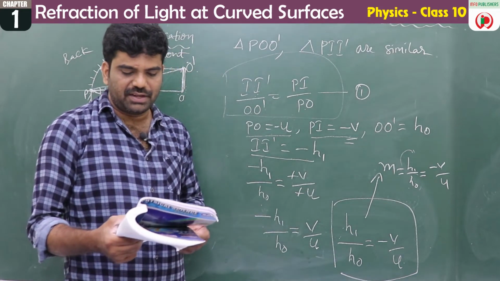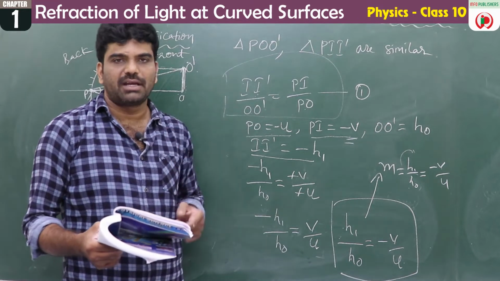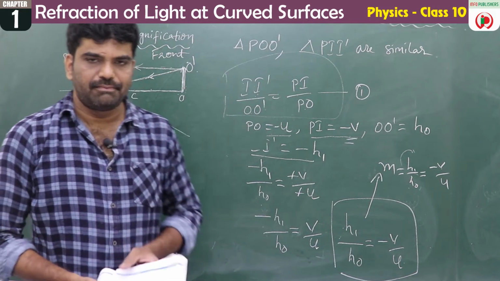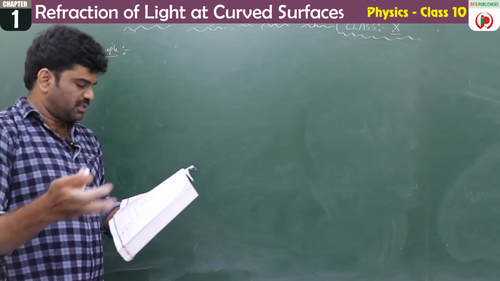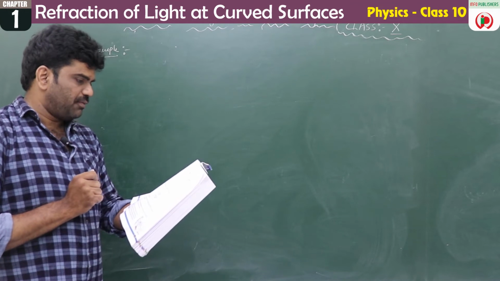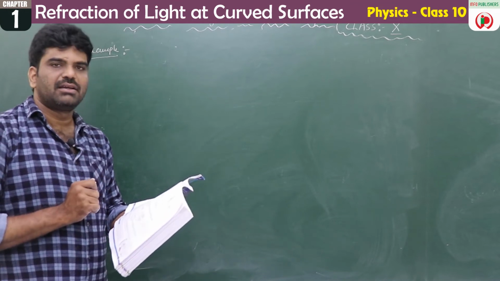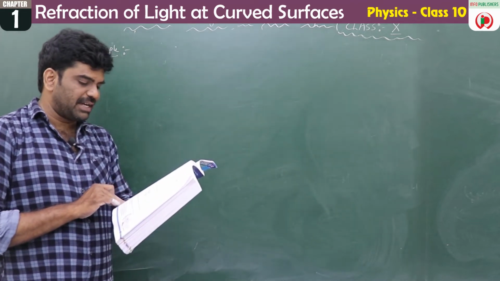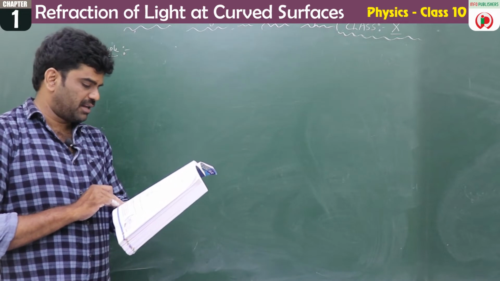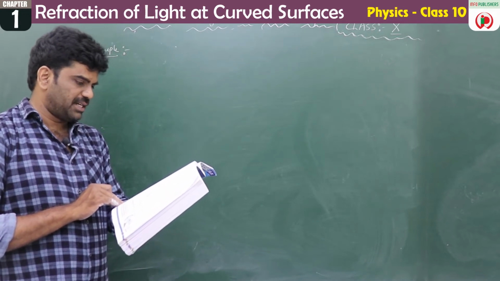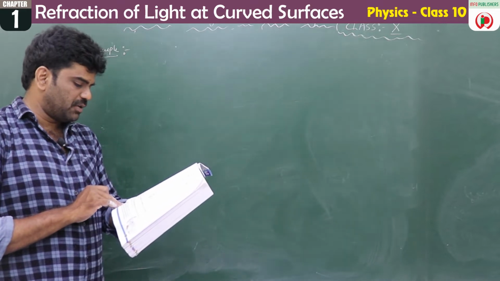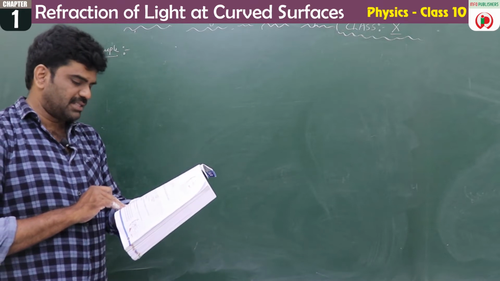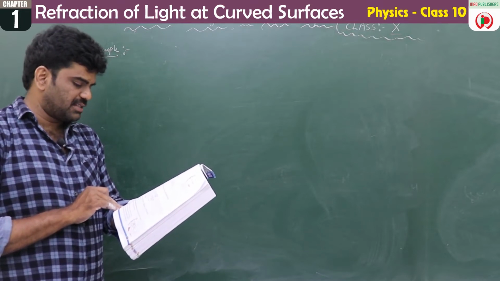Now calculate the magnification with one numerical we have in the textbook for the example. Now let us see that numerical. Children, now see the numerical. An object of 4 centimeters in size is placed at 25 centimeters in front of the concave mirror of focal length 15 centimeters. At what distance from the mirror would a screen be placed in order to obtain a sharp image? That is image distance, and find the nature and size of the image.